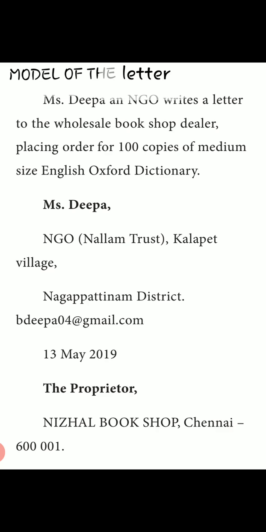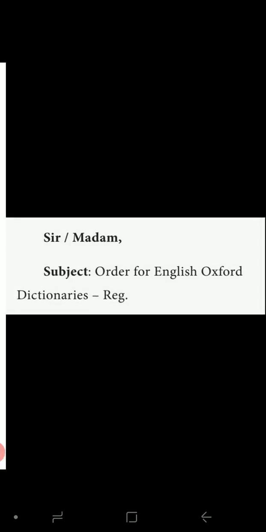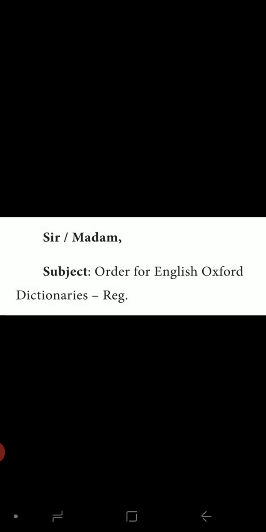Then date. You want to leave a space and write the date. Then to address. What is the to address? Yes, the proprietor, Nijal Bookshop, Chennai 600001. Then salutation. What is the salutation? Sir or madam? We don't know whether it is madam or sir. So you can write sir/madam. Then subject. What is the subject? Can you say? Order for English Oxford Dictionary. REG means regarding. Order for English Oxford Dictionaries regarding.